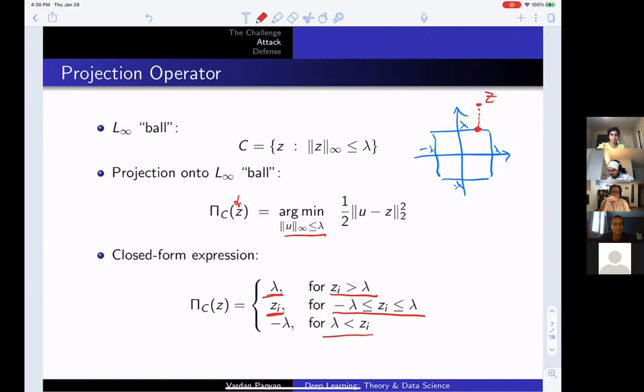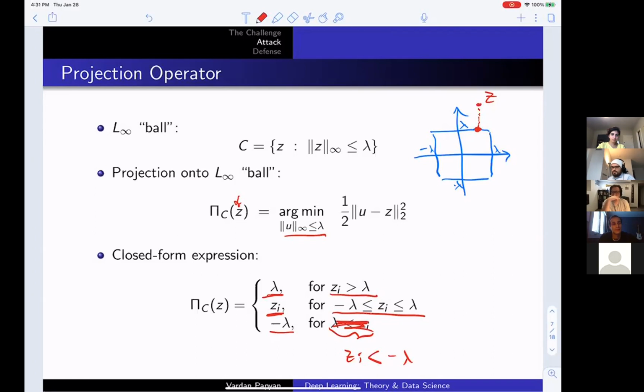I think the sign here is incorrect. I think this should be like that, right? Oh, no, never mind, it's correct. It would make more sense to write minus z_i less than minus lambda. I don't know why I wrote it this way. But oh, sorry, it should be z_i less than minus lambda. That would be the correct thing here. So I'm sorry if this is confusing. So if z_i is less than minus lambda, you just return minus lambda. Does this make sense? So you apply the projection coordinate-wise.